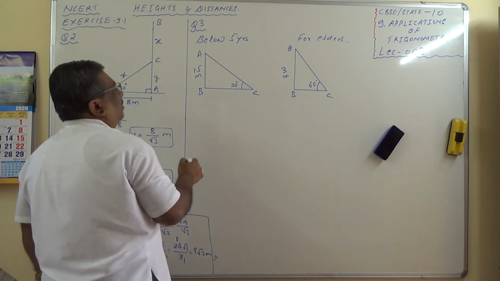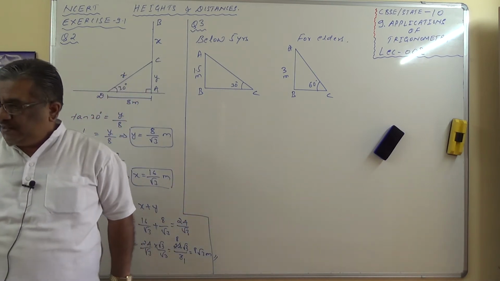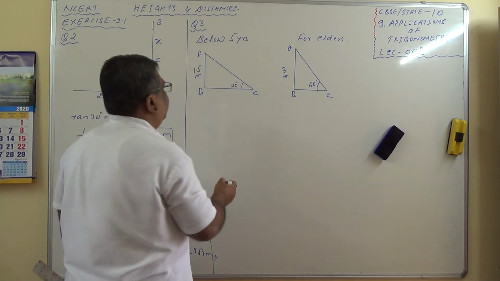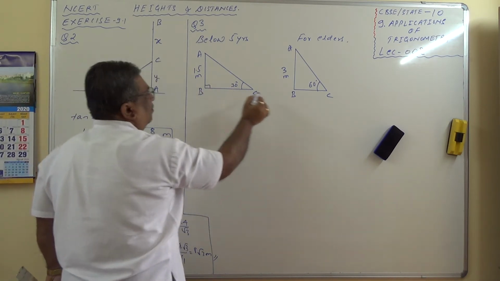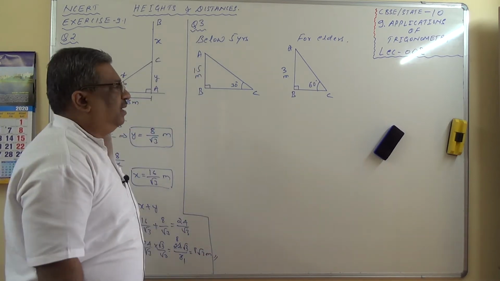So, what is the question asked here? The length of the slide is the question asked. Find the length of the slide in each case. In a right triangle, if you know one length and one acute angle, you should be able to find all the sides and all the angles.